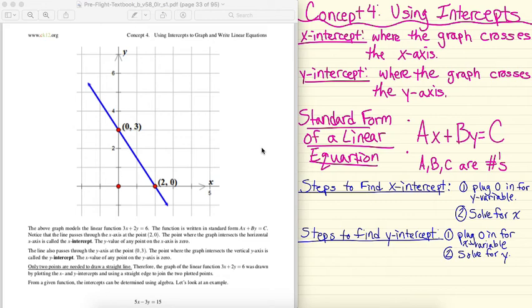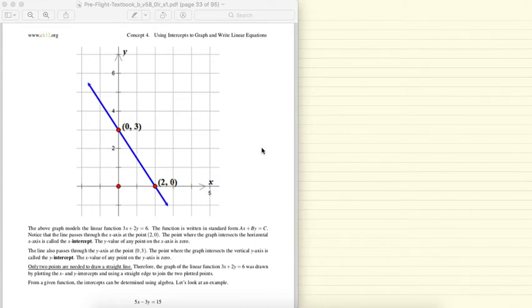So now that we have definitions and the steps written out, let's go through this process of finding an x-intercept and a y-intercept. So I am going to write down the problem from the textbook, 5x minus 3y equals 15. And we're first going to find our x-intercept, or where we cross the x-axis.